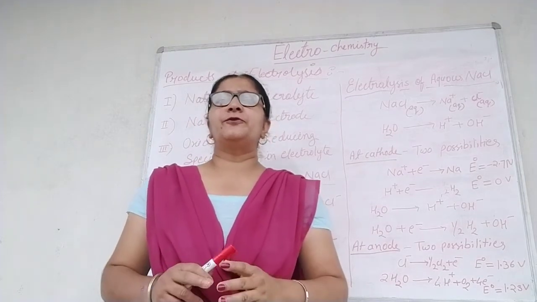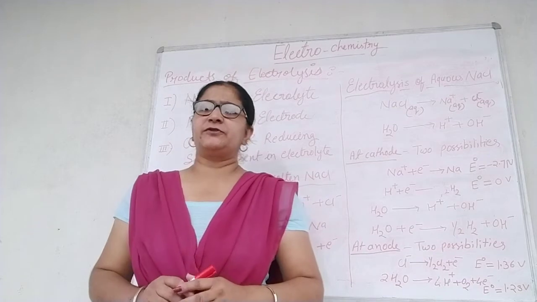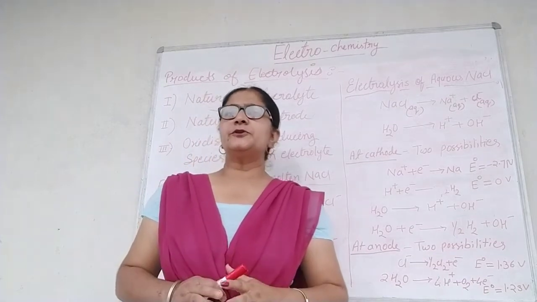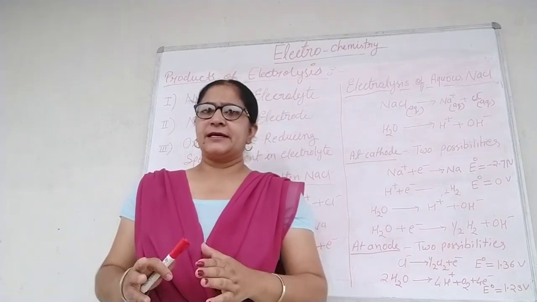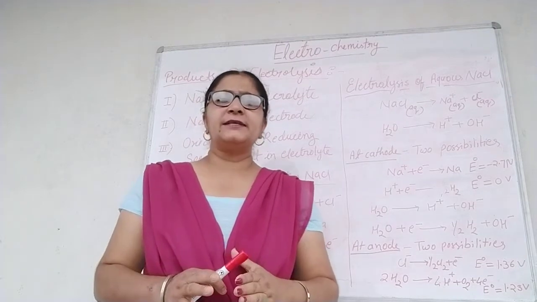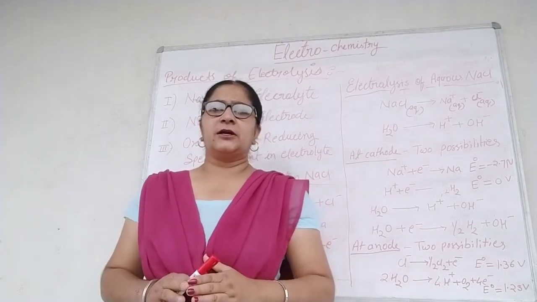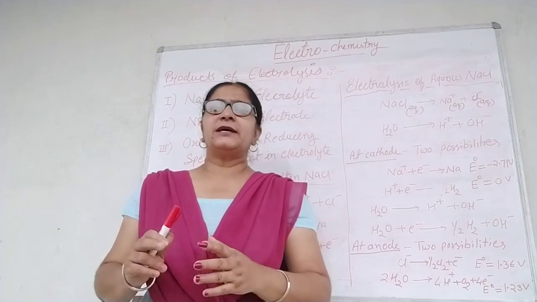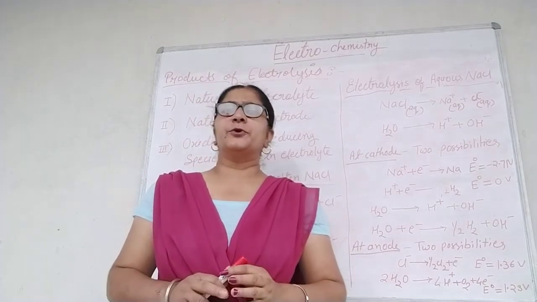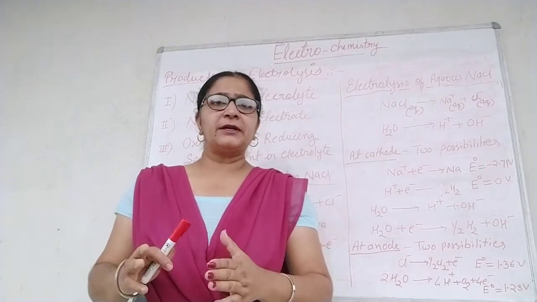Electrodes can be of two types, inert or active electrodes. Inert electrodes do not participate in the reaction. They just act as a source or sink for the electron. On the other hand, active electrodes participate in the reaction.